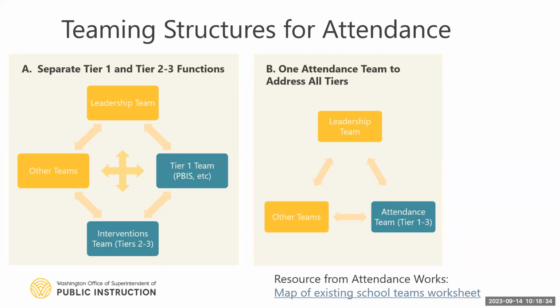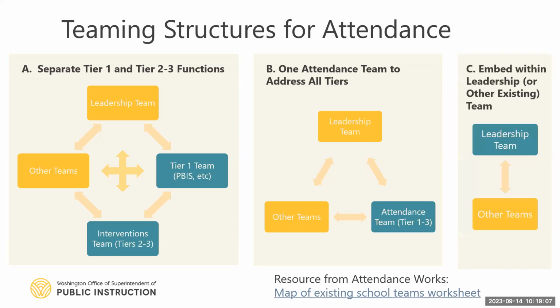Example B is having a single attendance team that addresses all the tiers. An advantage of this is that team can look at the whole picture. They are looking at tier 1, tier 2, and tier 3 and can align the efforts of that work. A disadvantage or a challenge is that the work can get siloed from other initiatives in the school, and the team can get stuck on tier 3 if they don't have strong structures in place and norms. So communication across all these examples is just really important to make sure the attendance work doesn't get siloed and that it's integrated.